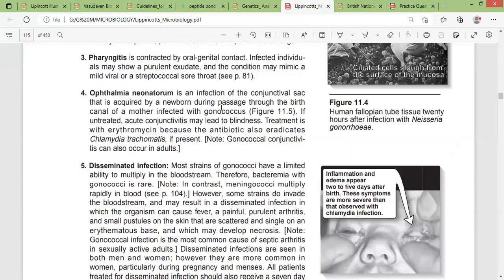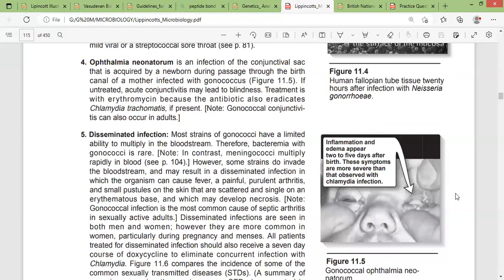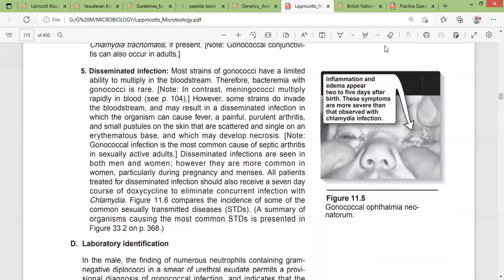Same with a child: this disease is called ophthalmia neonatorum. When a child is being born and there's gonorrhea in the birth canal, there'll be an infection, and the eye will have a lot of discharge coming out, and we risk blindness. This is why we insist on prenatal care. We need to check you for these diseases.